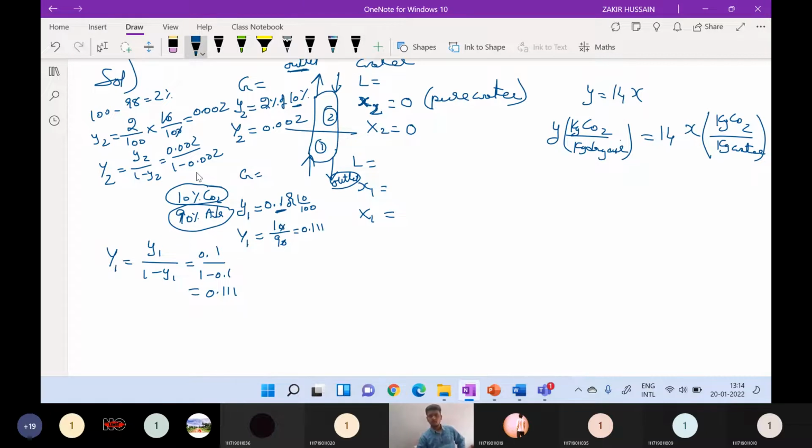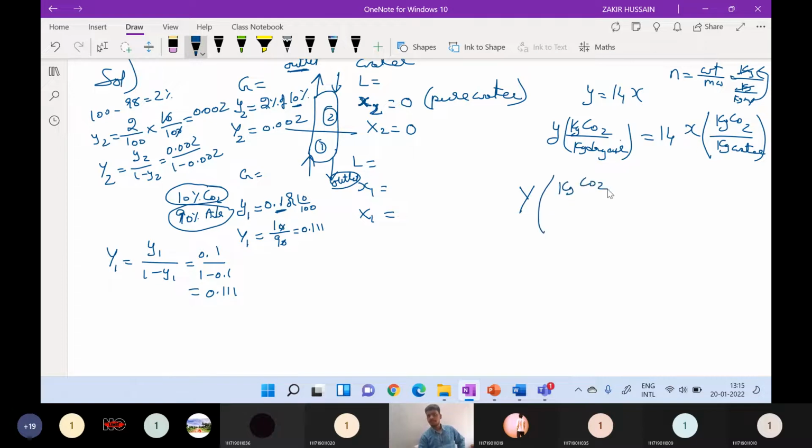Here we have molar ratios, all the values are in terms of molar ratios, but here we have mass ratios. To convert into molar ratios, we have to divide by the molecular weight, since moles is equal to weight by molecular weight. The weight is in kg and the molecular weight is in kg per kg mole, so kg cancels and the kilomole goes to the top. The same thing we have to apply here.